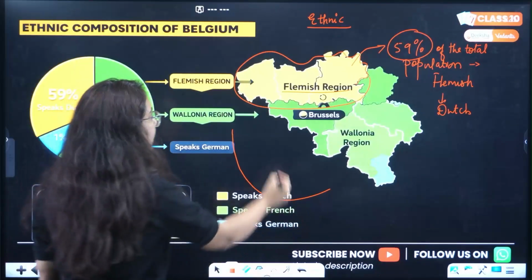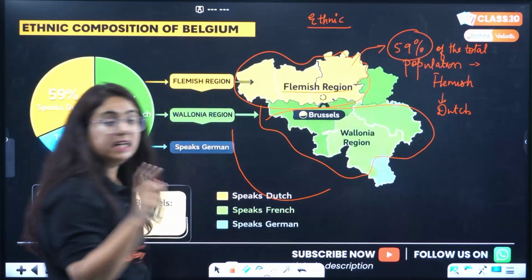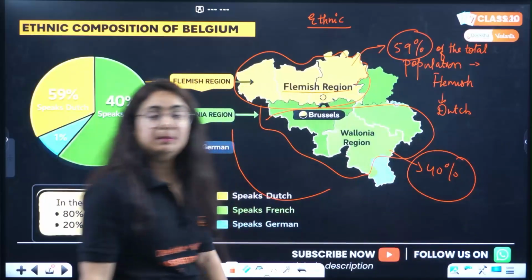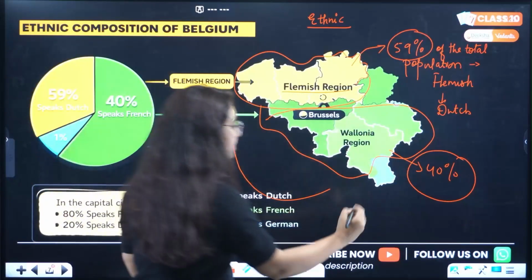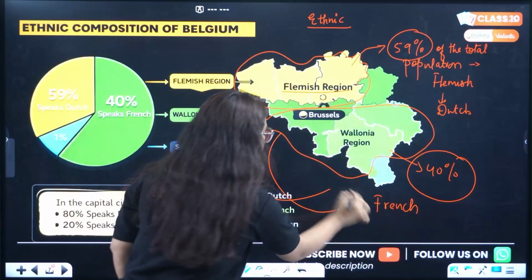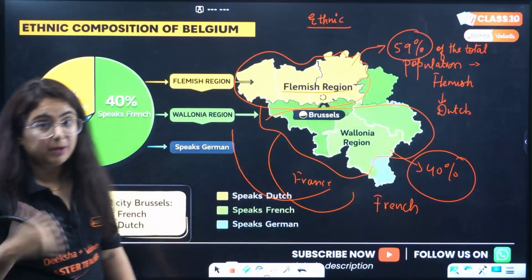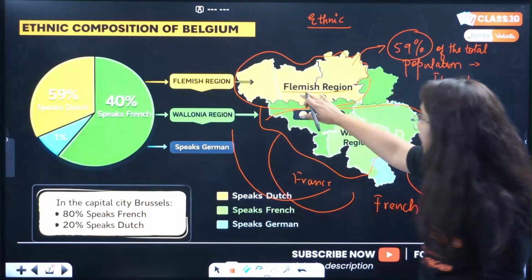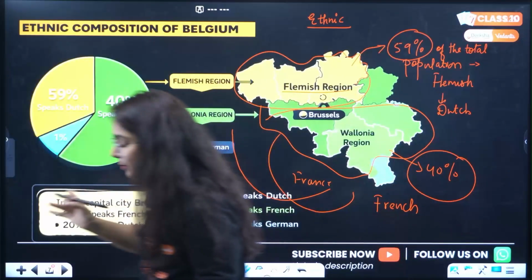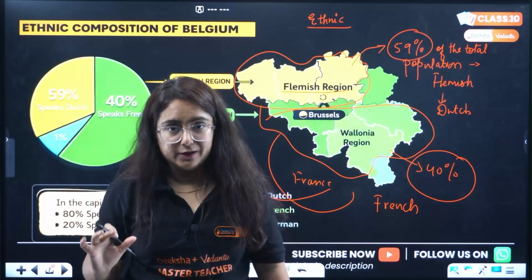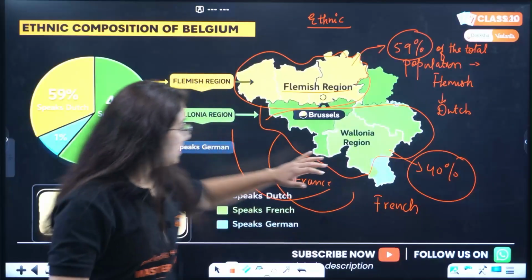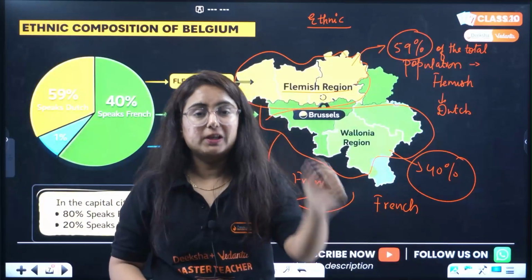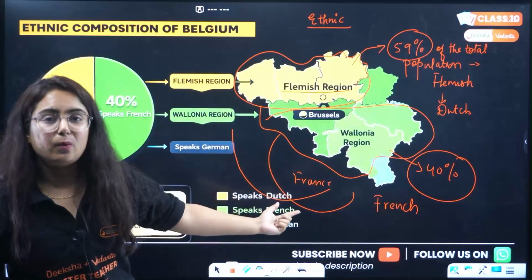Got it? Second, this is known as the Wallonia region, and in this Wallonia region, out of the total population, 40% of people live, and these people speak the language French. If you remember, here it is France, because of which there is an influence of the French language over there. Again, in the Flemish region, 59% of the country's total population lives and speaks Dutch. In the Wallonia region, 40% live and speak French.